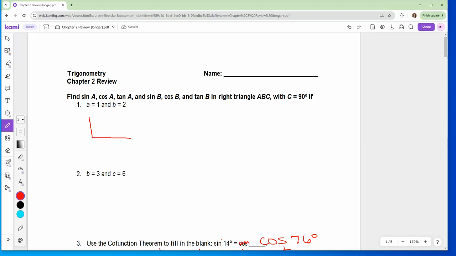And the last one. So we have ABC, and C is the right angle. Side A is 1, side B is 2. You have to find side C, exact values. So 1 squared plus 2 squared equals C squared. So side C is the square root of 5.